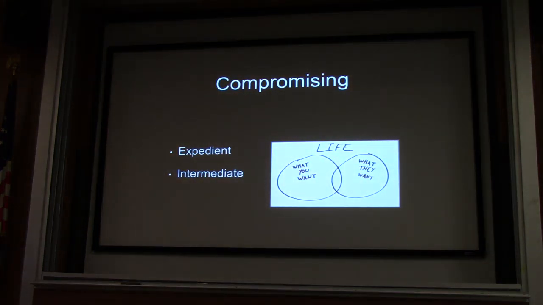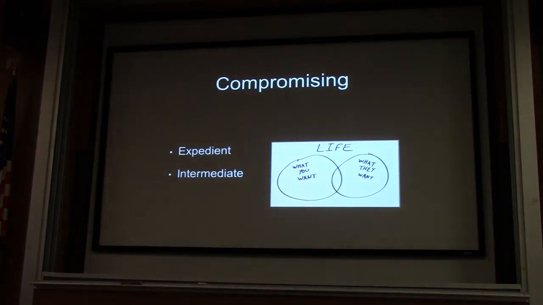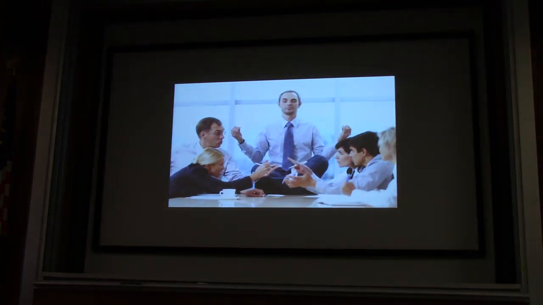Collaborating, I thought was interesting. Collaborating sounds like a great term, if you were a collaborator, that would be good. So you're going to dig in, find the solution, meeting all concerns, and you're going to explore disagreement. The interesting thing about collaborating is that compared to compromising, you're trying to make sure everyone's goals are met and working very hard at that. The idea is that it might take time. Whereas if you're more compromising, this is going to be an expedient and more intermediate situation where no one's going to be completely happy, but everyone's going to get a little ground.